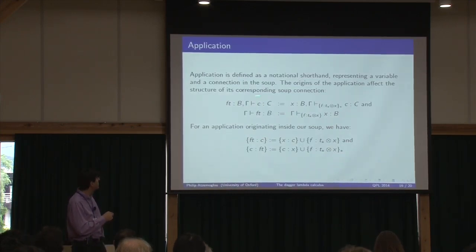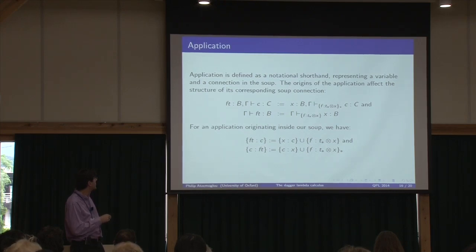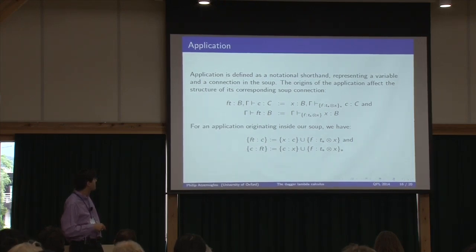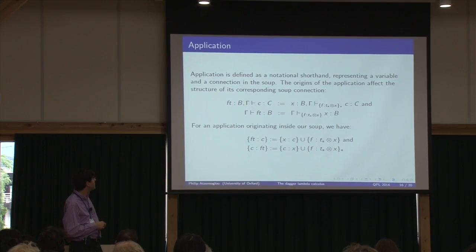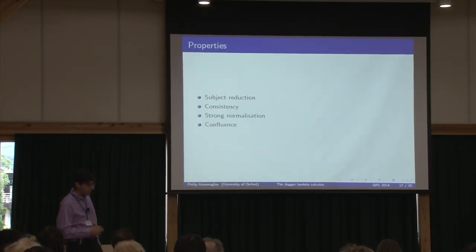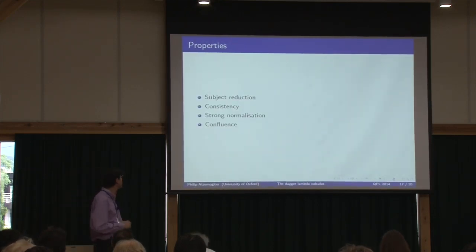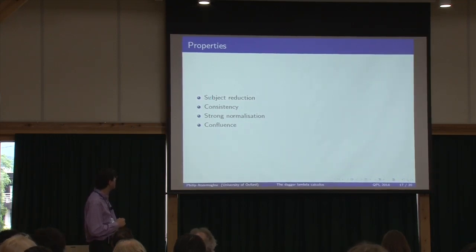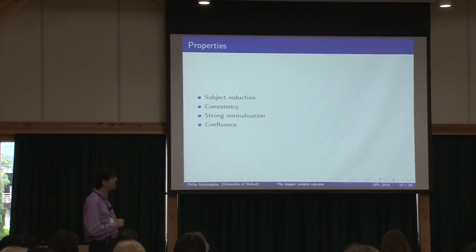There's a way of defining application based on these things. And it's basically a shorthand for a variable x and a connection in the soup. Now, the lambda calculus has a number of nice properties that are proved: subject reduction and consistency. It's also strongly normalizing and confluent.